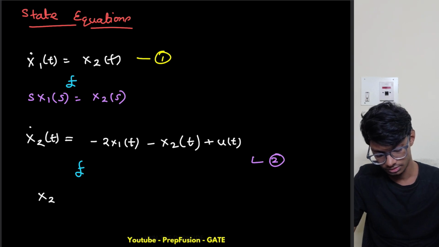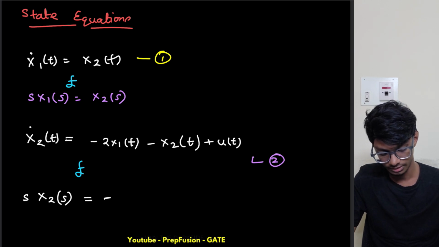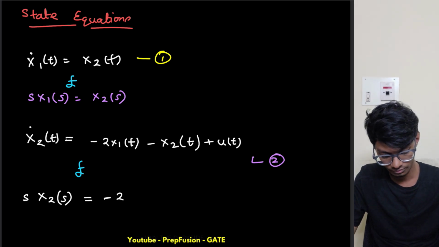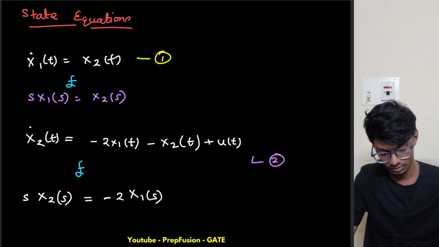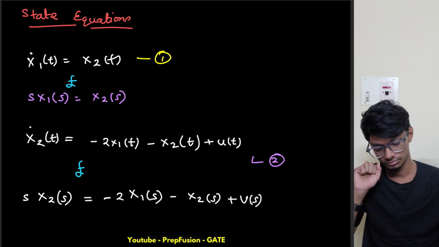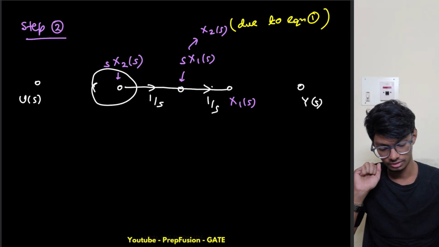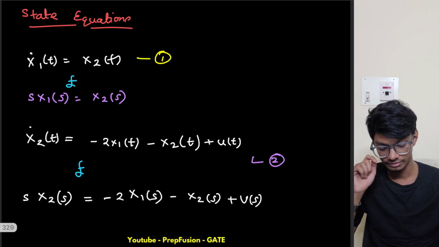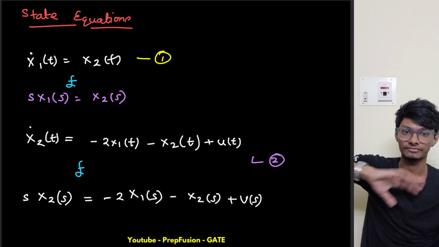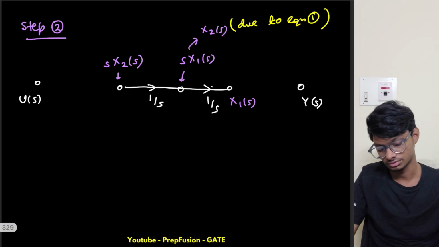So this is x2 of s times s equals minus 2 x1 of s minus x2 of s plus e of s, right? So here s x2 of s is this one, but we have relations like this. So again, this is step 3, relating the final equation, right? Relating the final equation.